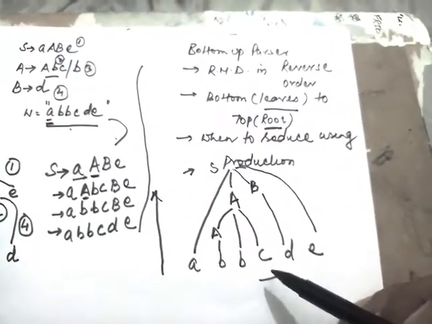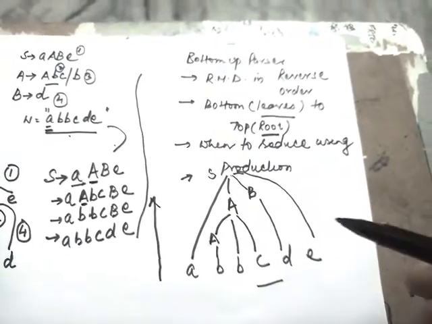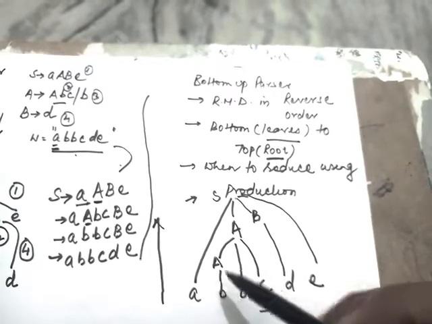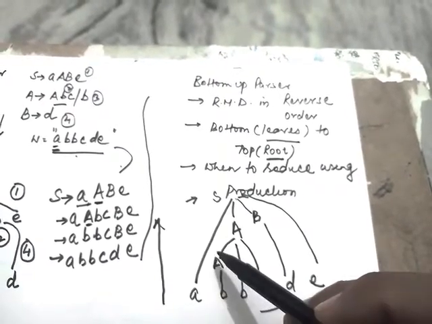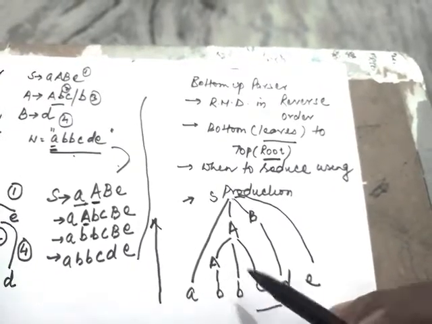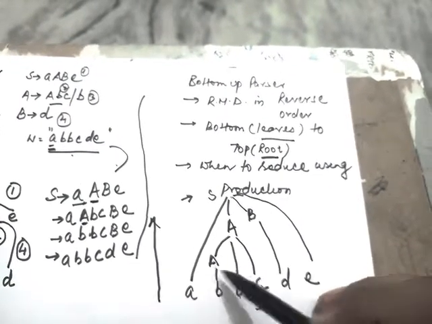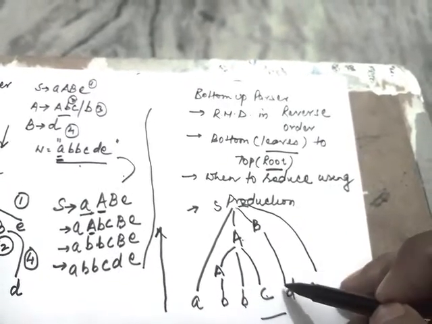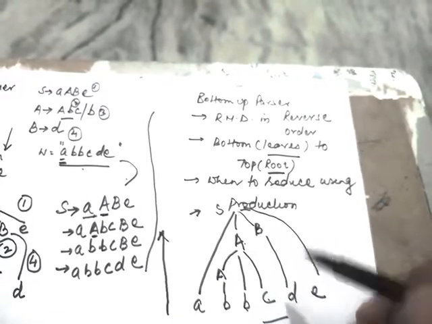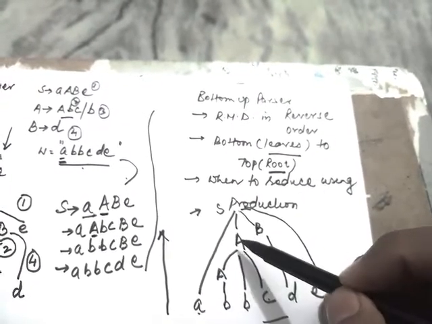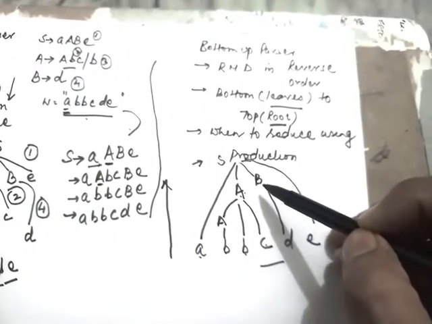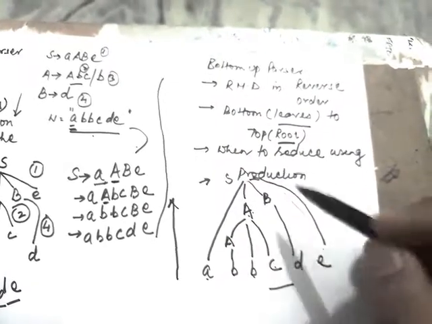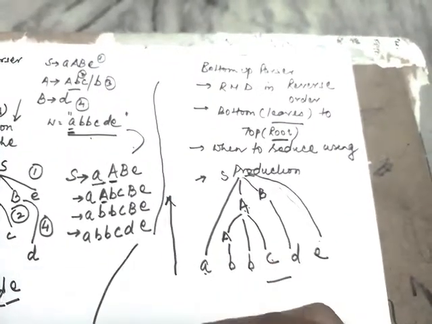Here we have to decide which production is used to reduce. For example, this small b is reduced to A, then this capital A, small b, and C, these 3 are reduced to capital A, then this D is reduced to capital B, and finally small a, capital A, capital B, and this E are reduced to S. So this is how the bottom up parser works.